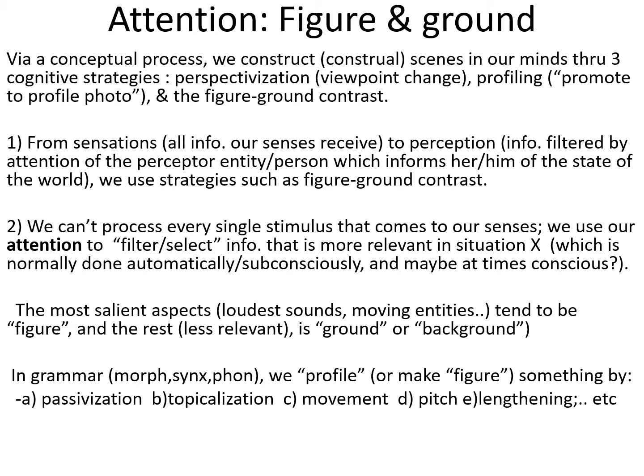For example, the author wrote the book. But now if I want to foreground the book, then I put it as the subject. The book was written by the author, or simply the book was written. So passivization, cleft sentences, topic movement, syntax movement, verb movement, lengthening, stressing, emphatic voice: these are grammatical, linguistic resources to do cognitive foregrounding or backgrounding.